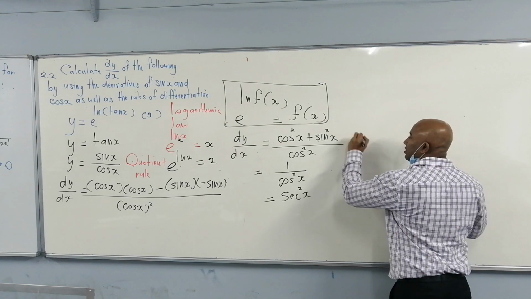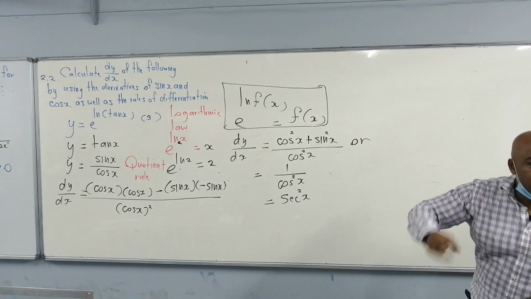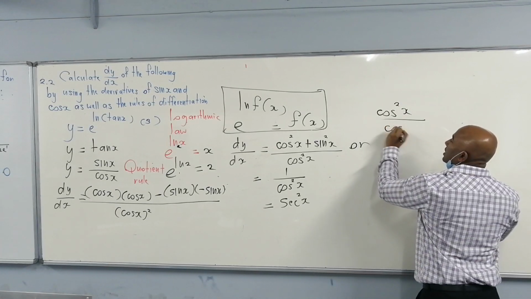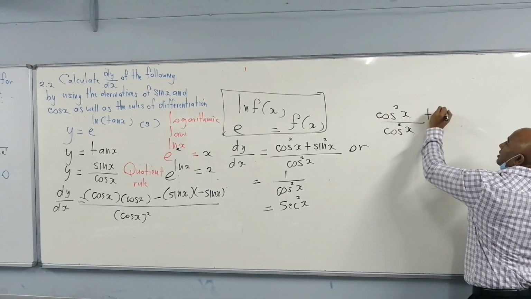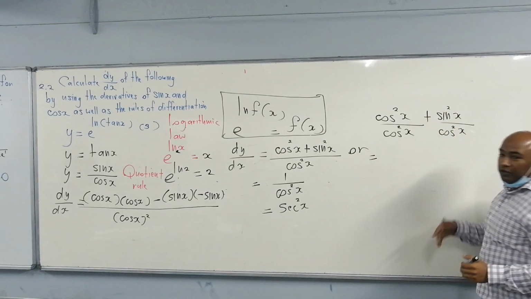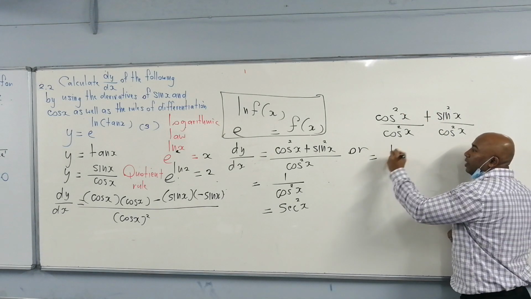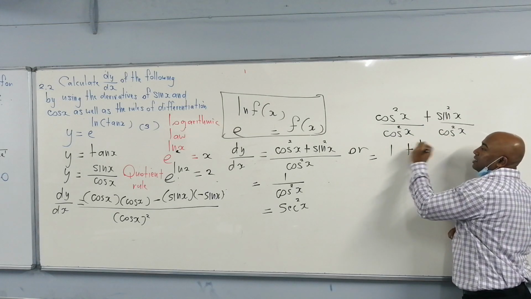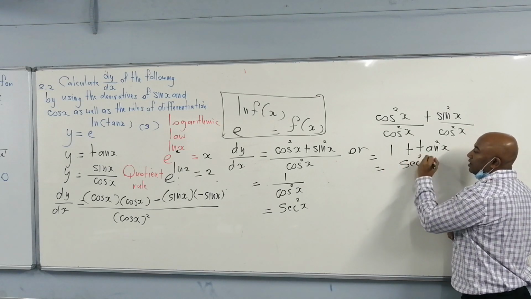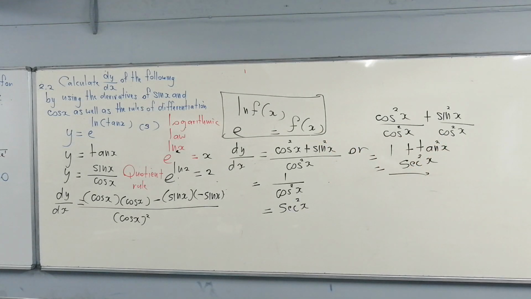Or if you did not use your square identity here, you could have separated it into two fractions. This can be written as cos squared over cos squared plus sine squared all over cos squared. So anything divided by itself is 1. Sine squared over cos squared is tan squared, and from your square identity, 1 plus tan squared is equal to sec squared. It's up to you, whichever way you want to do it. Let's move on.